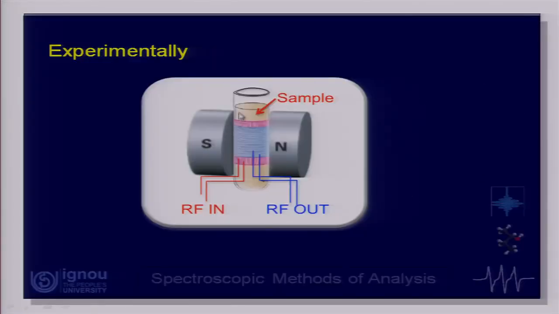And in terms of experimentation, basically what we do is, we take the sample here, put it into a magnetic field there, and then you give some kind of energy input in terms of a radio frequency which is getting in there, and RF output is taken there, and that is how this is actually experimentally performed. Okay. Let us move further.